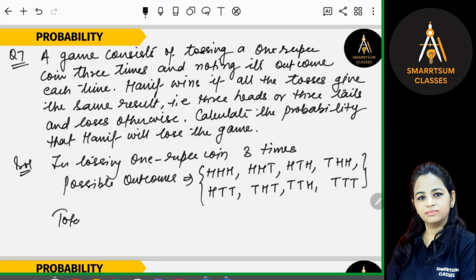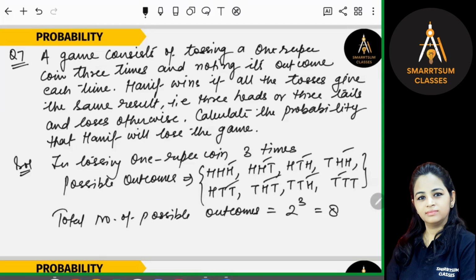The total number of possible outcomes is equal to 2 to the power 3. How many outcomes are there for a single coin? It is 2, and you are tossing it three times. So 2 to the power 3, that is 8. You can count them: 1, 2, 3, 4, 5, 6, 7, 8. So there are 8 possible outcomes because you are tossing a single coin three times. Is that clear?